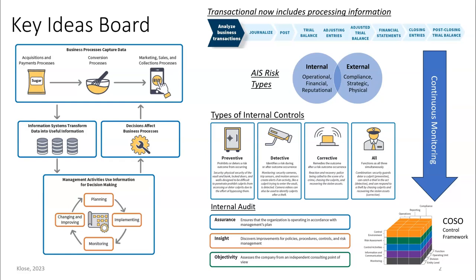Our internal audit team provides assurance that our organization is operating in accordance to management's plan. It offers insights and discovers improvements for policies, procedures, controls, and risk management, and it provides objectivity. As you go on to learn more about auditing and take your auditing courses, you'll learn that the internal audit team does not report to management. It actually reports to the board of directors of the organization. This is to ensure objectivity and no conflict of interest.